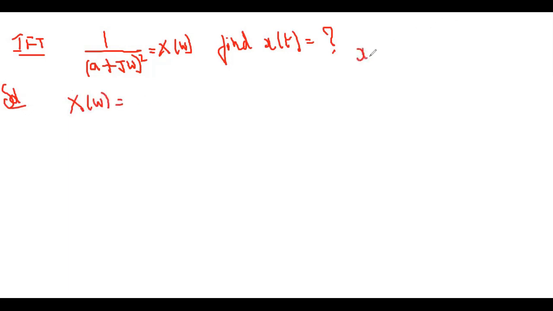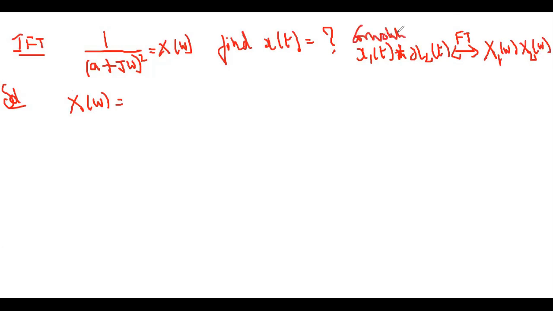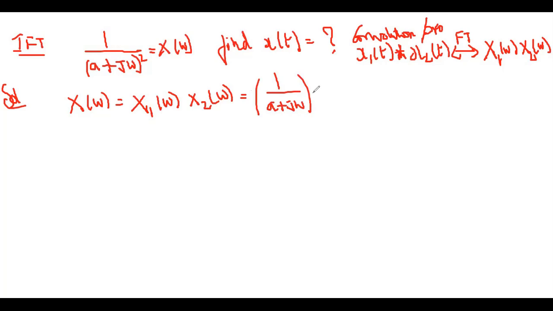So X of omega is equal to, by using the convolution property, let us take x1 of t convolved with x2 of t. Its Fourier transformation is X1 of omega into X2 of omega. Got it, my students? So using this convolution property, I'm taking X1 of omega and X2 of omega. The given function is 1 by (a plus j omega) multiplied with 1 by (a plus j omega).